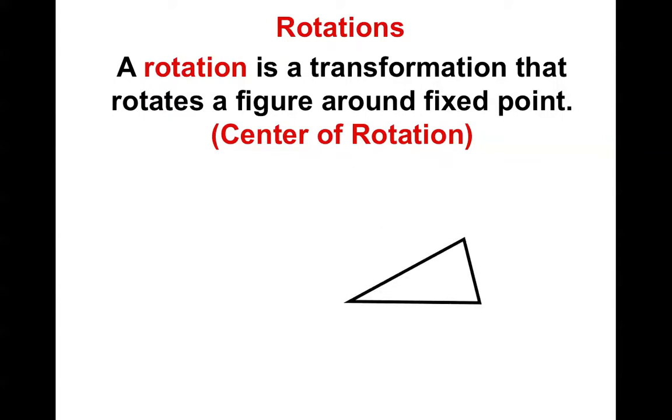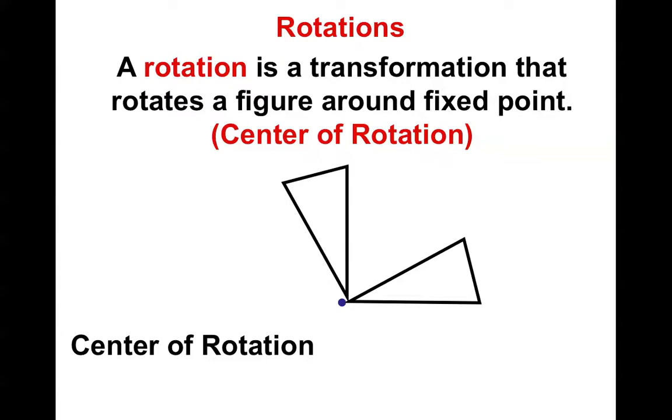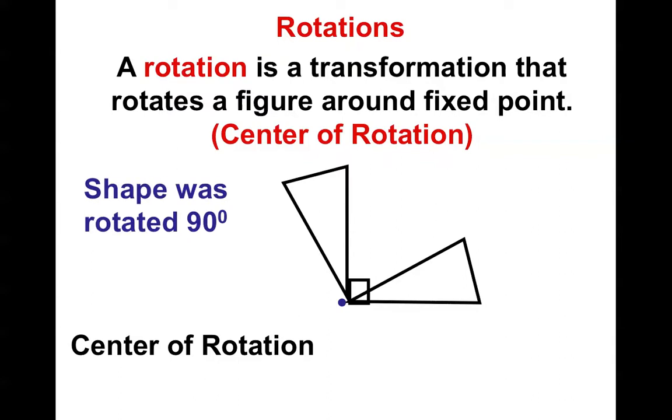If here was a shape, and here was my center of rotation, if I were to rotate this 90 degrees around that point, it would look just like this. Hopefully you can notice that the original shape was rotated 90 degrees. You can see that this line is a 90-degree angle, you can see that this line is a 90-degree angle, and we have our rotation around a fixed point of a 90-degree angle.